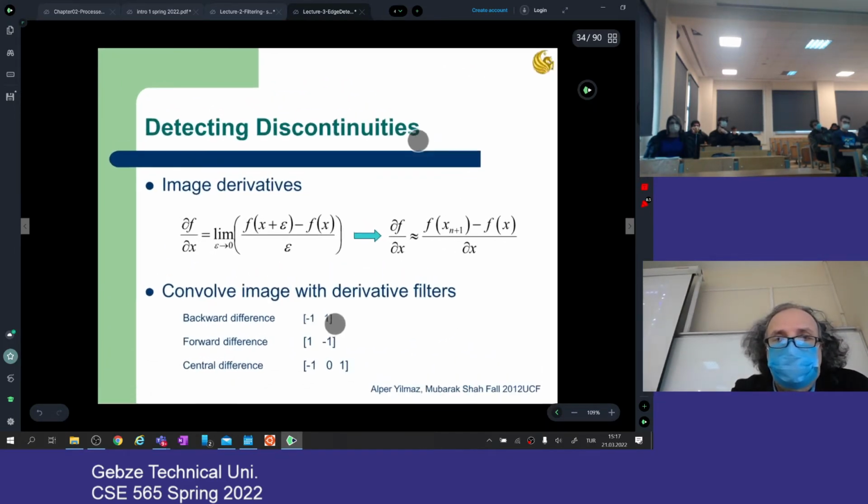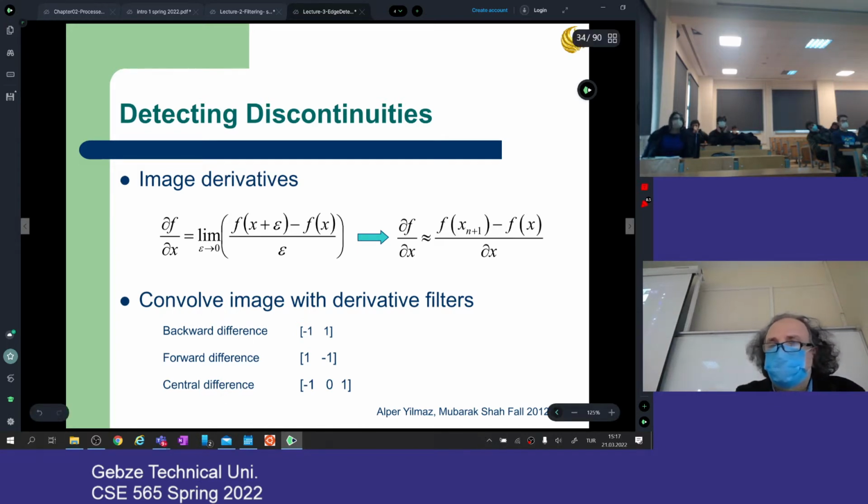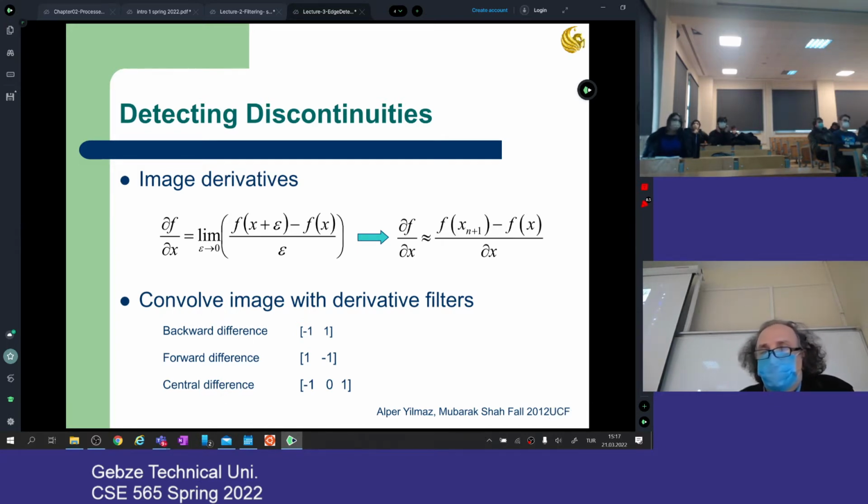This is how you take your derivatives again. We talked about this last time. Basically you do either the backward difference, forward difference, or the central difference.